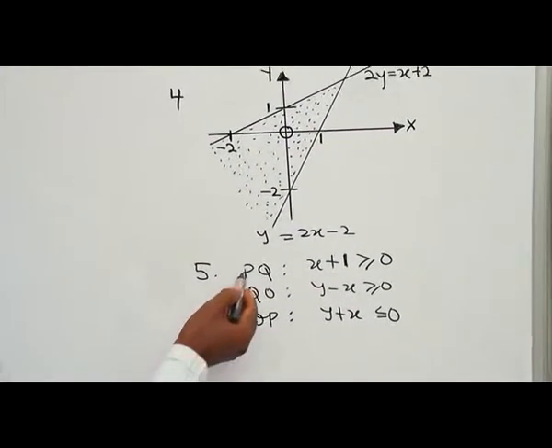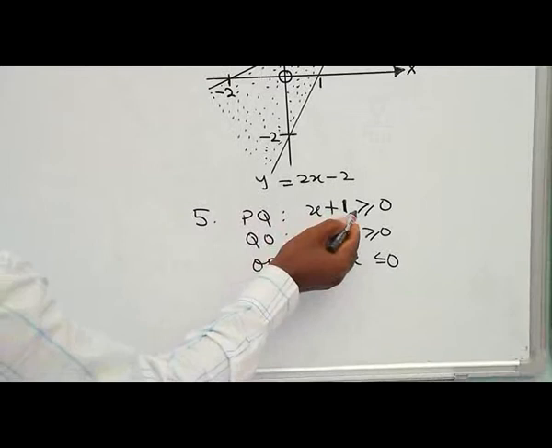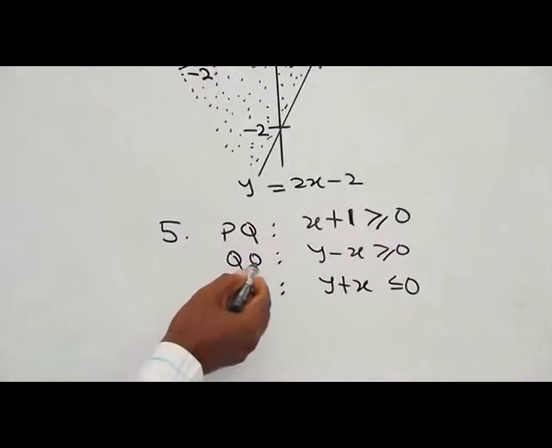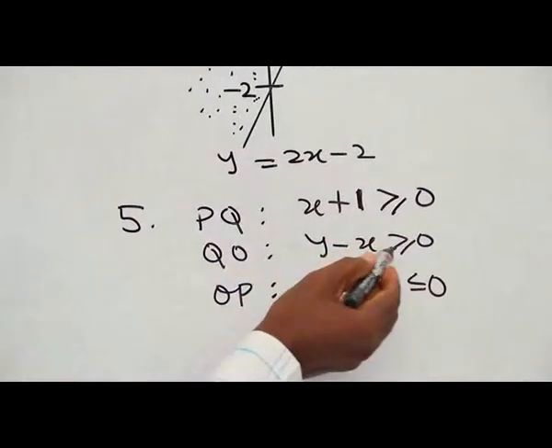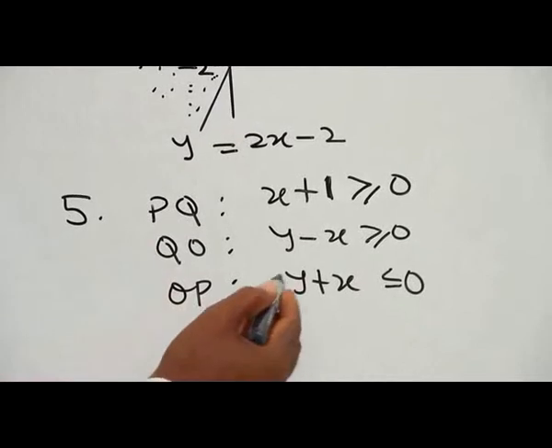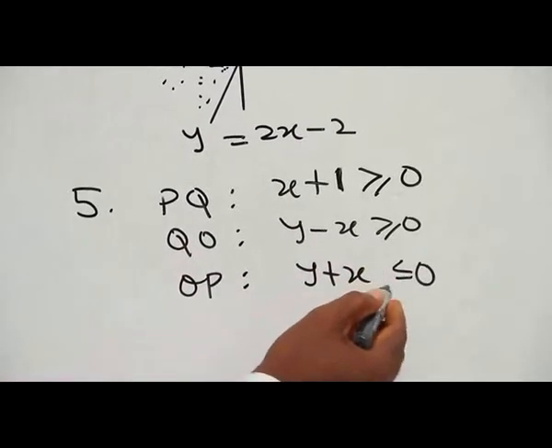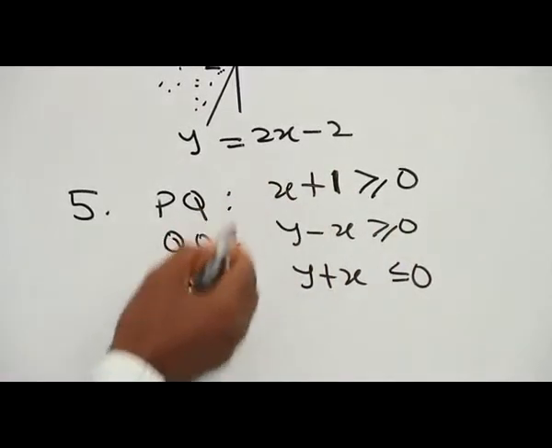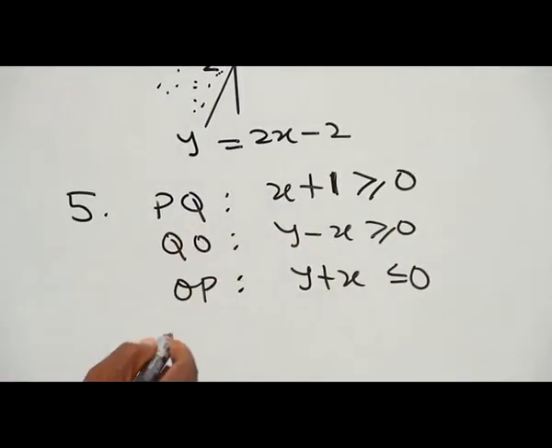Number 5, the line PQ is s plus 1 greater than or equal to 0. The line QO is y minus s greater than or equal to 0. And the line OP is y plus s less than or equal to 0. These are the three inequalities defining the triangle OPQ.